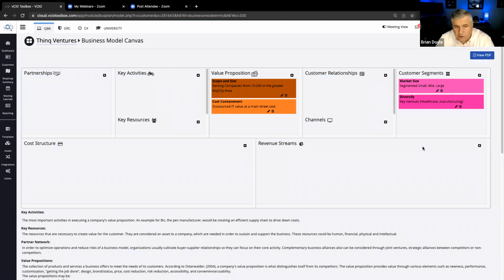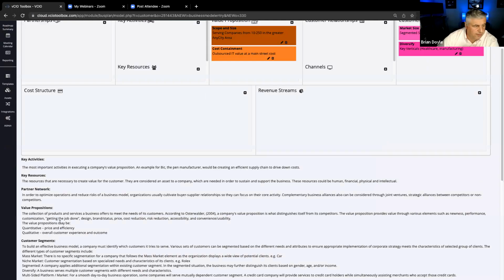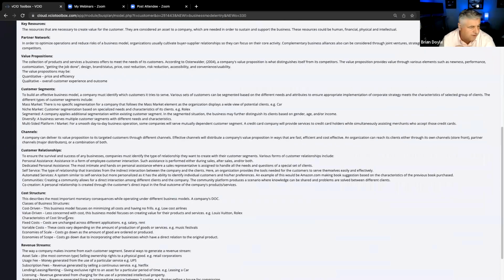Now, the next thing I want to go into is the customer relationships. And if we look down here again at the definitions that we have down below, these relationships come in a variety of different manners as defined by the business canvas. It can be personal assistance in the form of an employee to customer interaction, right? So this is how we engage with our customers. And is it a personal interaction, or is it more of a generic interaction that's done through advertising and marketing, as an example? Dedicated personal assistance is when we're actually assigning specific resources to those special sets of clients.